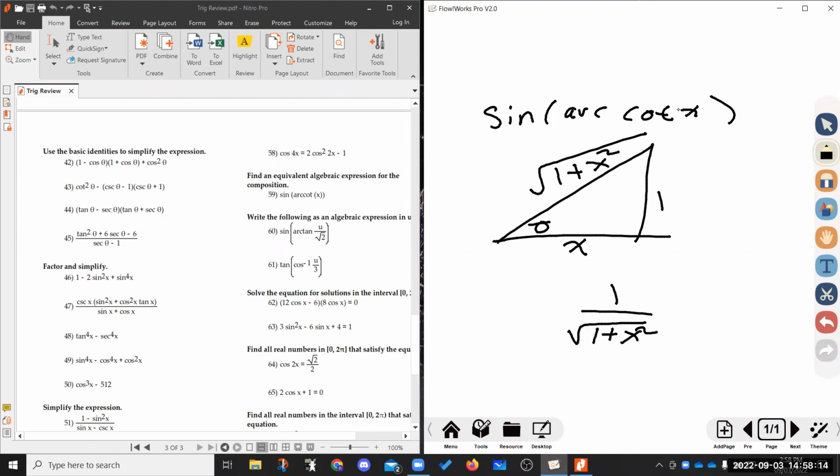I just said if the cotangent is x, that means that it's x over 1 for my adjacent over my opposite for cotangent. Then I use the Pythagorean theorem to tell me that the hypotenuse had to be a squared plus b squared under the square root sign. And then I use that to say sine of the angle has to be an opposite over hypotenuse.